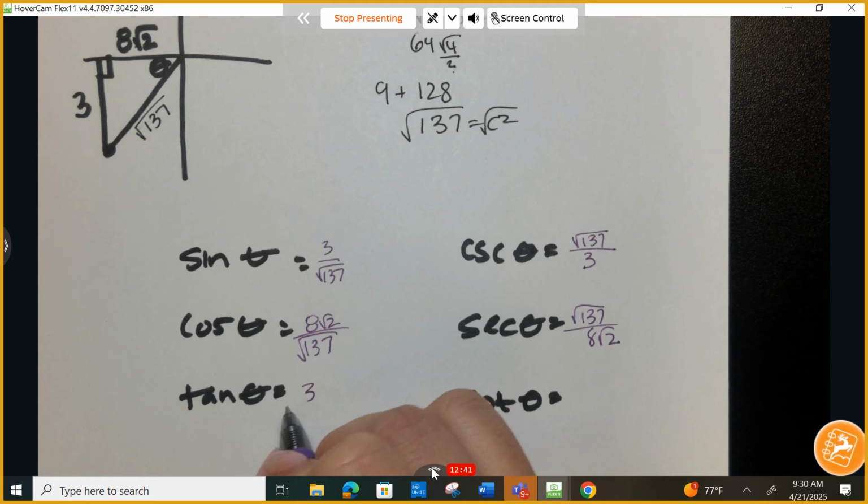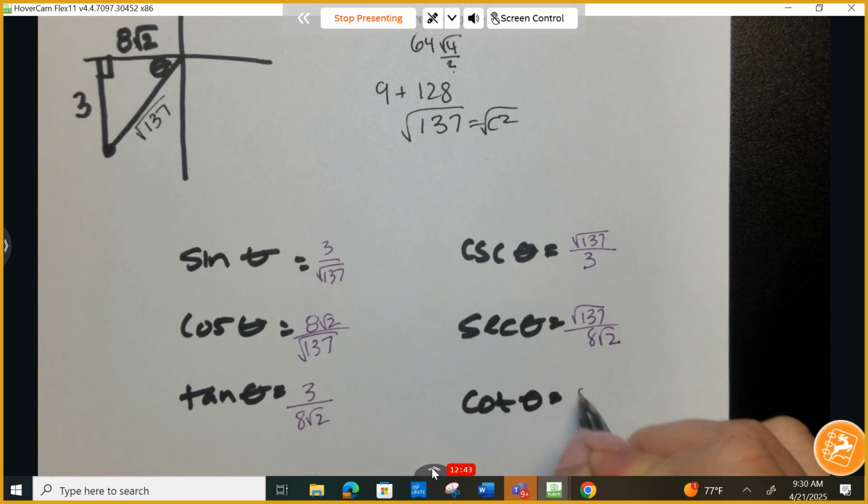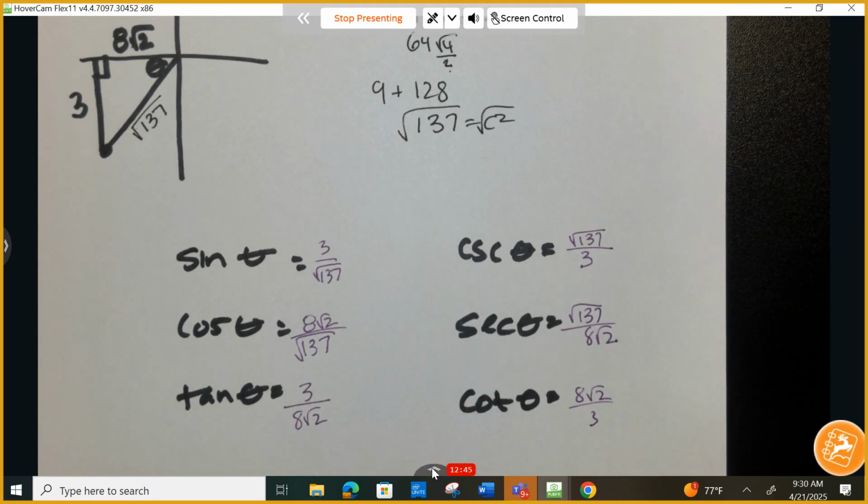Tangent is going to be opposite over adjacent. And then I'm going to take that reciprocal and flip it. All mathematically great. I'll worry about the sign at the very end, reminding myself of the acronym All Star Trig Class to decide what's positive and what's negative.